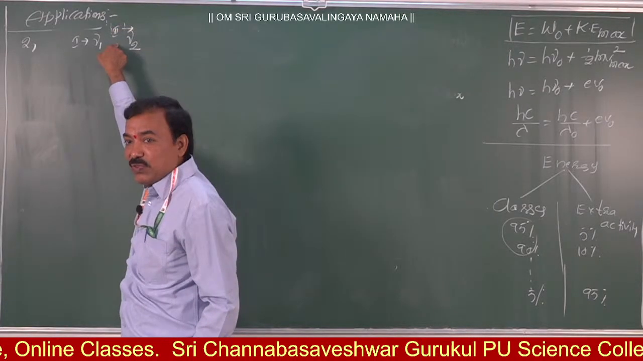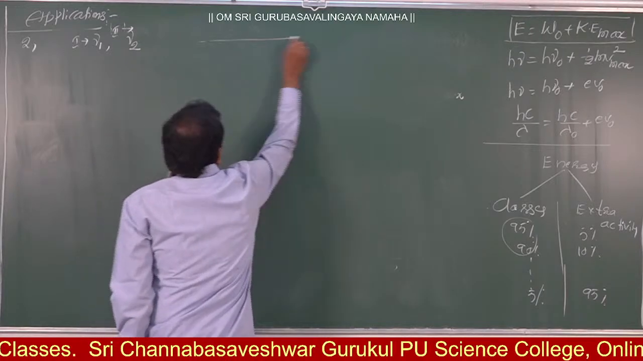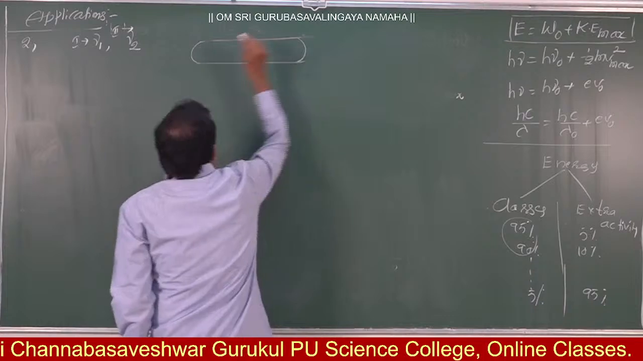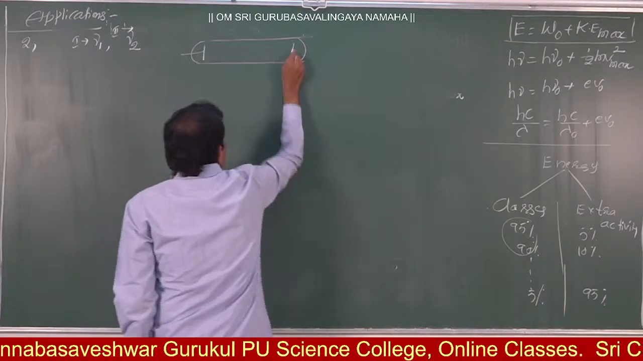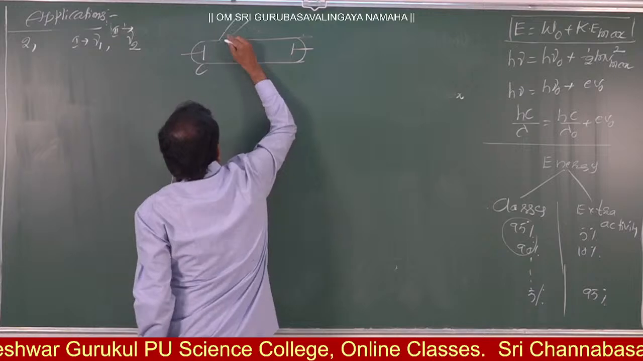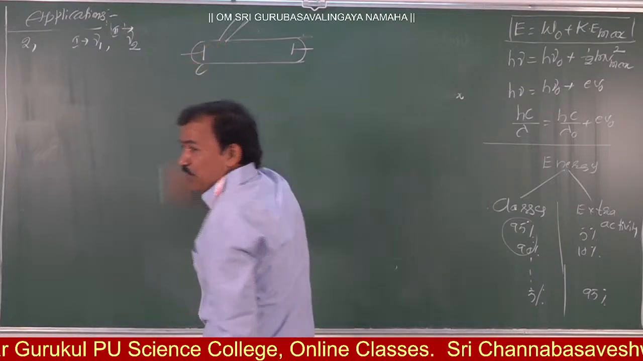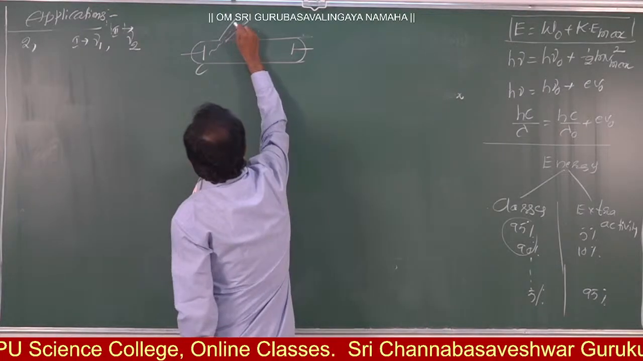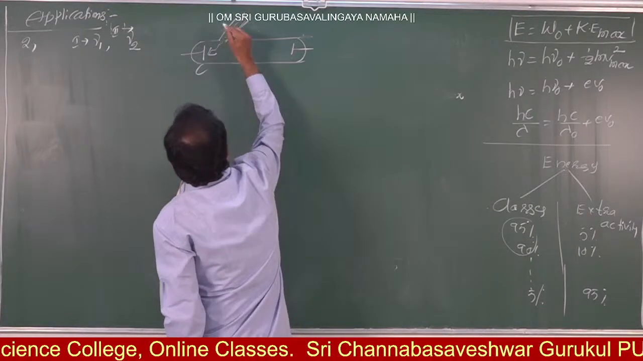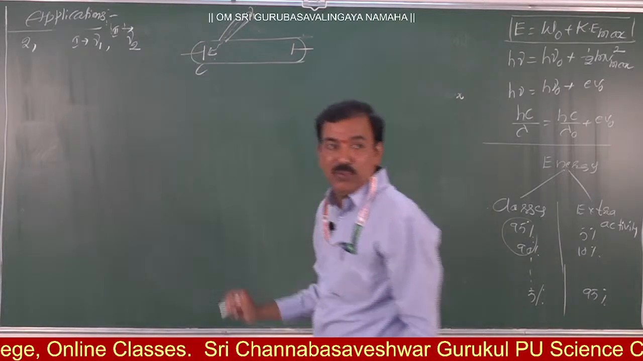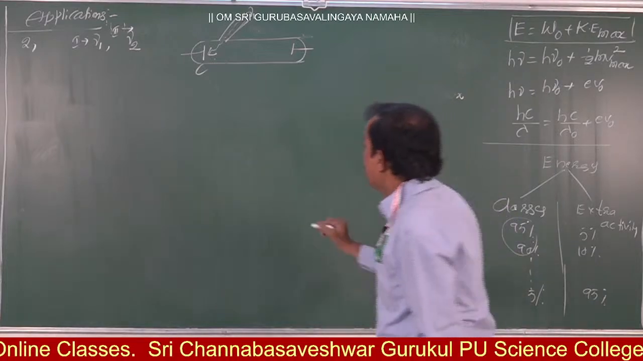Same cathode surface means, we already know this experiment, just one simple diagram here. One is the cathode, this one is the anode, and this is a quartz window, a transparent window. Suppose this frequency of light is nu1, which is incident on this cathode surface. First case. Okay, again the second case.